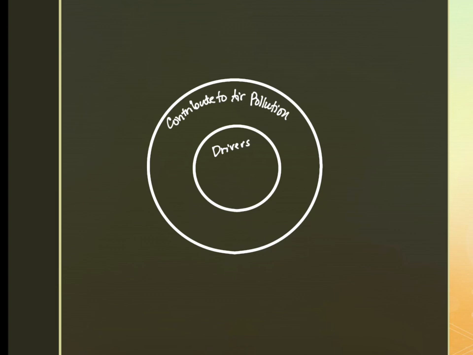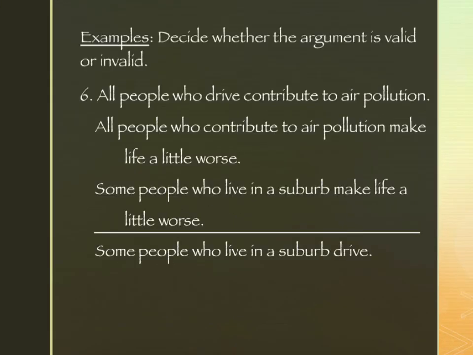All right, so presumably it's not just the drivers who are contributing to air pollution. There's other things too that would be in this outer category. So that's why they're setting it up that way. All right, the next statement says, all people who contribute to air pollution make life a little worse. Now, pause for a minute. You don't have to agree or disagree with these statements, right? That's not the point. The point is to create the diagram. What would a diagram look like if we just looked at that middle statement? All people who contribute to air pollution make life a little worse.